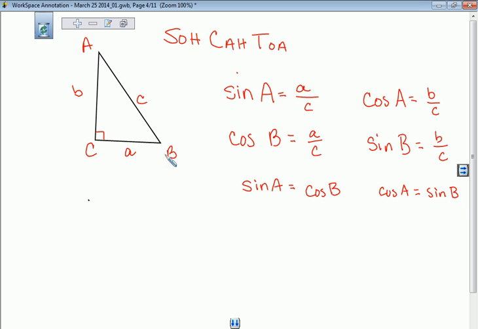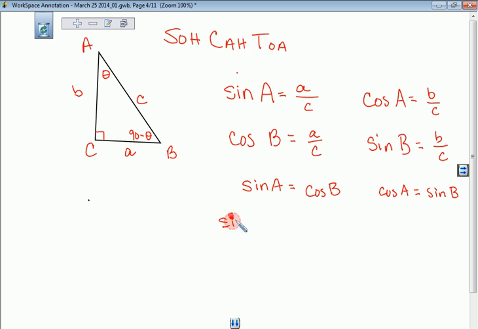Well, now let's take a look at A and B. Let's say I called angle A theta. Could I name angle B 90 minus theta? Yes. Why? What do these two acute angles have to add up to? 90, so that the sum of the three angles is 180. So whatever angle A is, angle B is its complement, right?